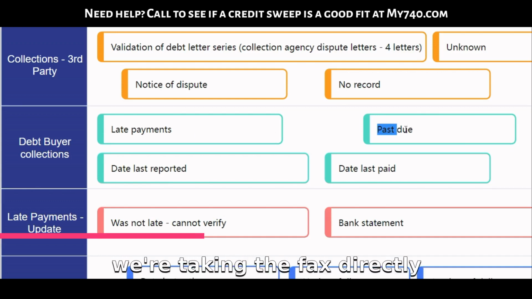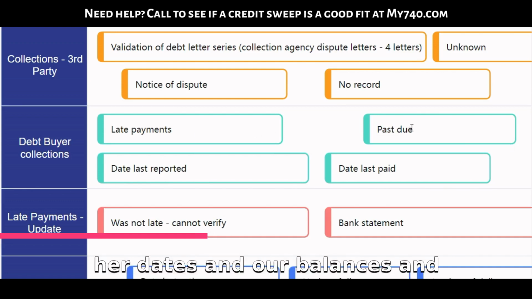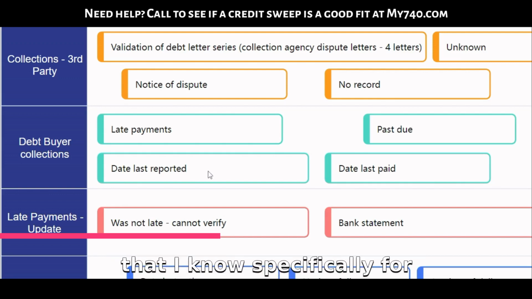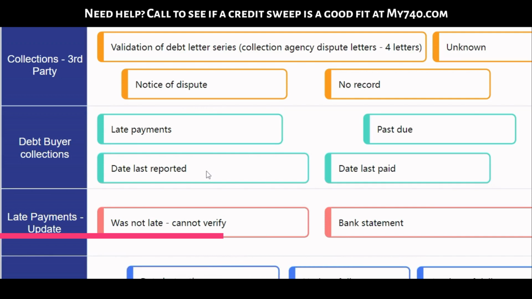And obviously, we're taking the facts directly from the credit report, using our dates and our balances, and even sending parts from the credit report that prove that we are right, they are wrong, and we are supporting our claim. Now, what else do you have to remove these? Well, there's tons of stuff, but again, I'm only giving you the stuff that I know specifically for these negative items works because I get the results, okay?